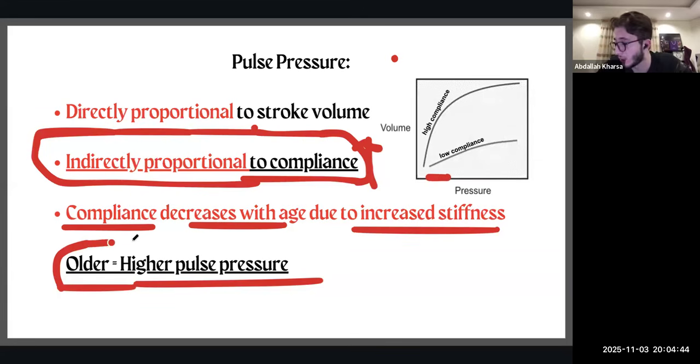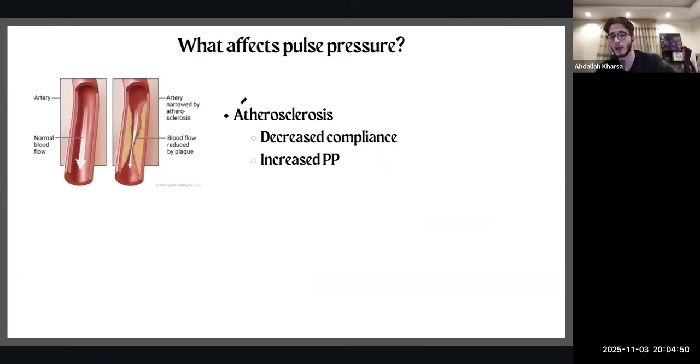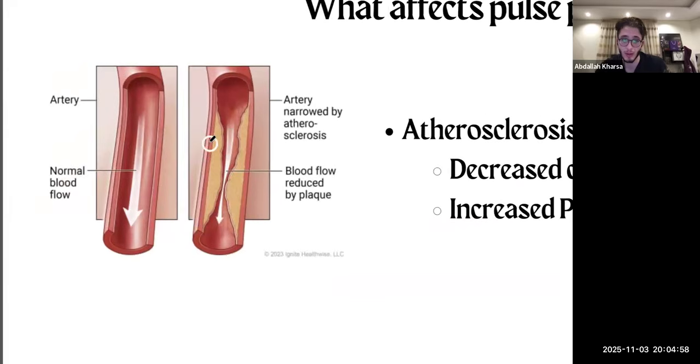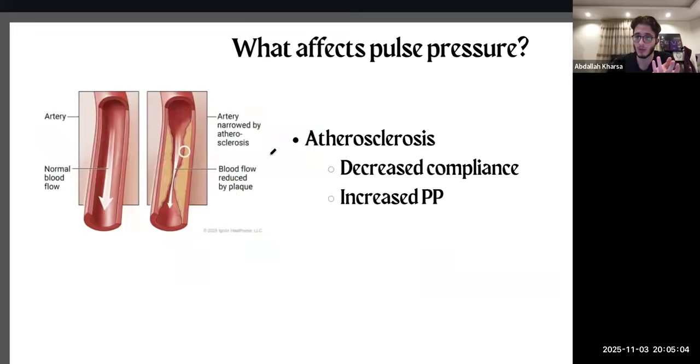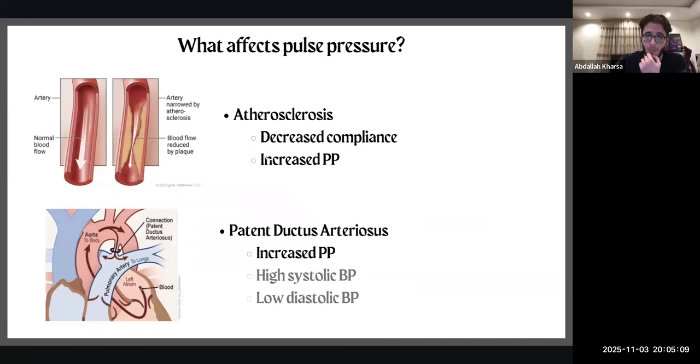If this is clear, I'm going to move on. Okay. What affects the pulse pressure? If you have something called atherosclerosis, which is basically a buildup of plaque in the vessel, this is going to cause the vessel to be stiffer. Right? It's going to decrease the compliance and it's going to increase the pulse pressure.